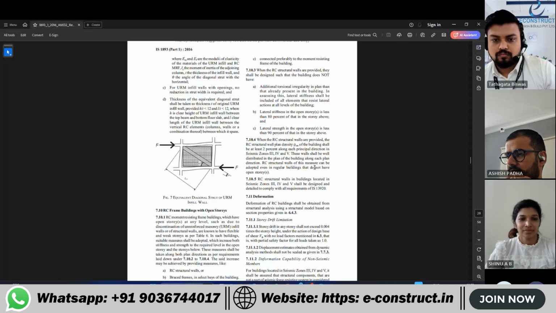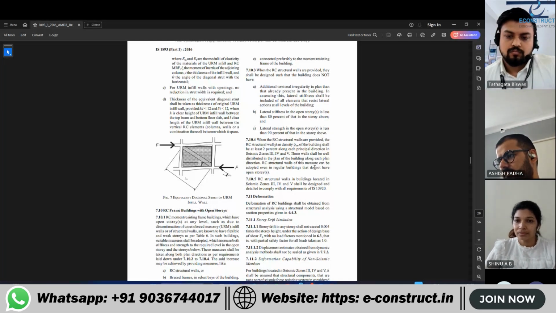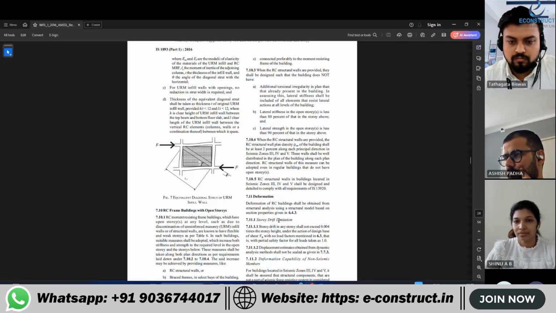7.10.5. RC structural walls in a building located in seismic zones 3, 4, and 5 shall be designed and detailed to comply with all the requirements of IS 13920.